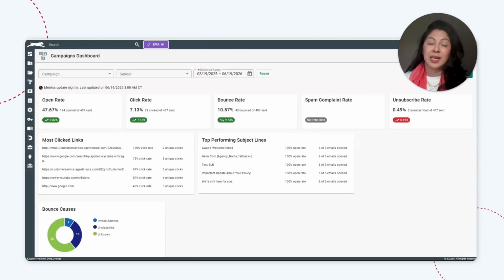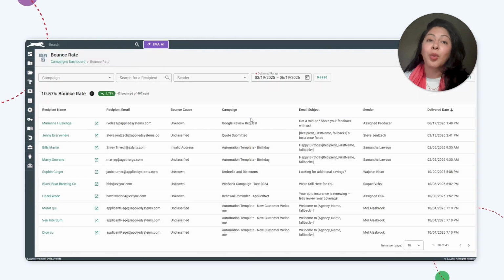Next, we have bounce rate. Bounce rate measures how many emails fail to reach recipients. An example of this are emails sent to outdated or invalid email addresses. These will likely bounce, so a higher bounce rate typically indicates poorer overall email list quality. Bounce rates are more important than you may think. Keeping your bounce rates low will also help protect your sender reputation with mailbox providers.